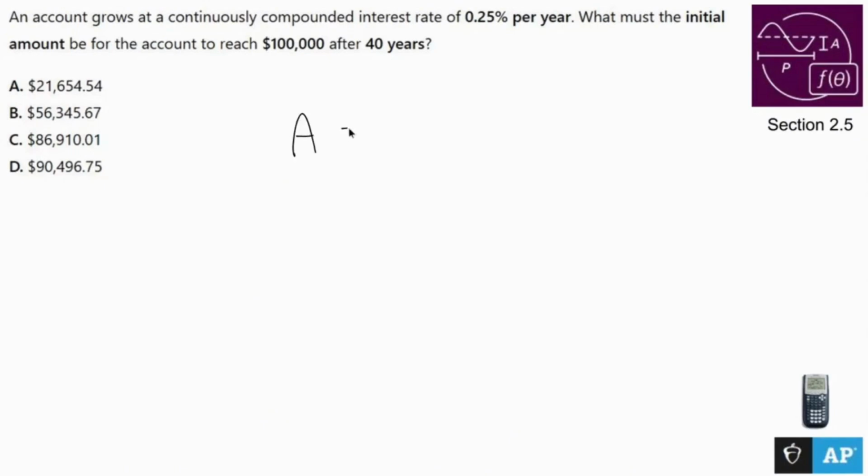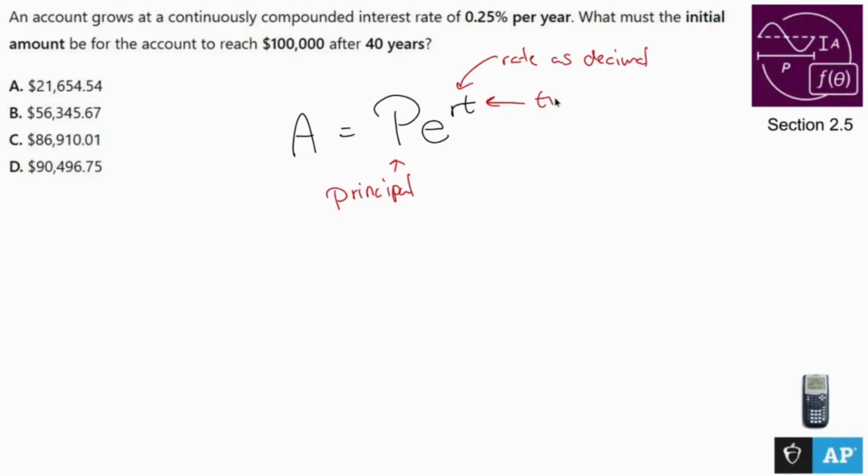This uses the continuously compounded interest formula, which is the total amount equals the principal times e to the RT. The principal is what you start out with. That's your initial amount. E is the number e. R is the rate as a decimal, and T is whatever time you're dealing with.